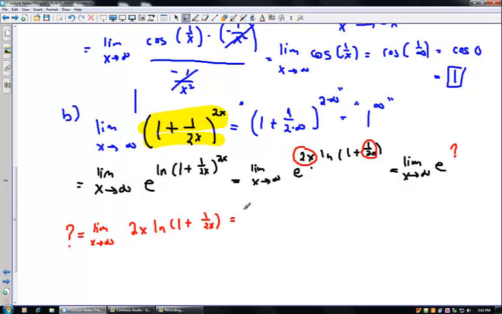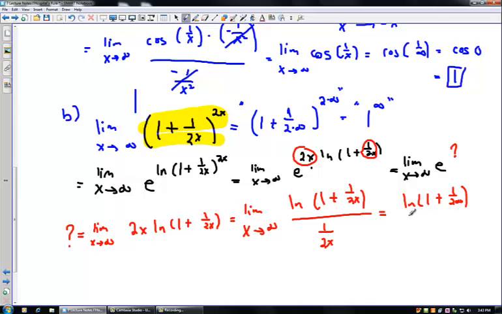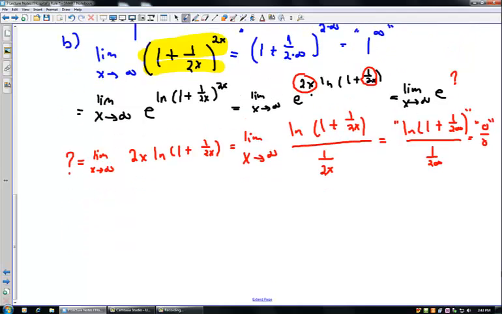We can rewrite this as the limit as x goes to infinity of ln of 1 plus 1 over 2x, divided by 1 over 2x. These are the same thing. When you divide by a fraction, you just multiply by the reciprocal and you'll get this back. But now if you plug in infinity, you're going to get ln of 1 plus 1 over 2 times infinity, all divided by 1 over 2 times infinity. Let's put that in quotes, which is just equal to 0 divided by 0. So it's an indeterminate form. So then we can L'Hopital this thing.